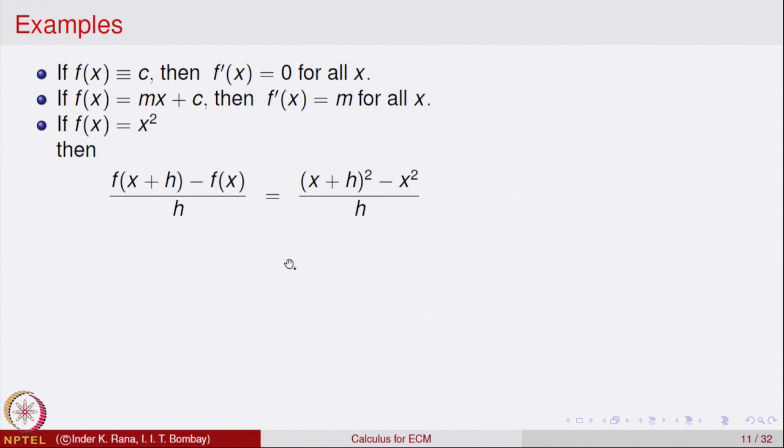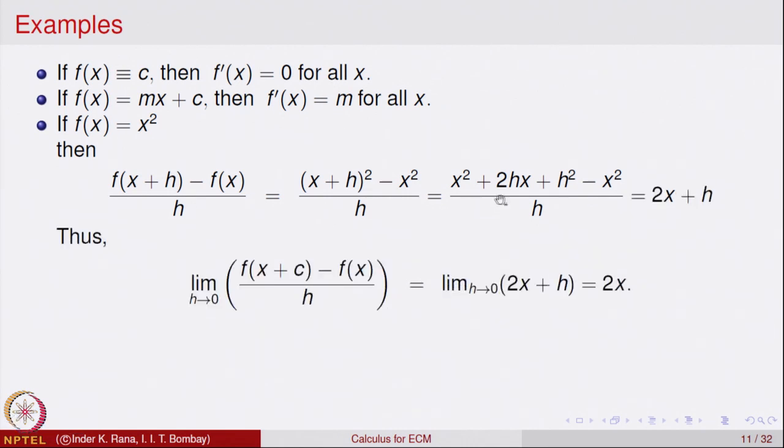So, let us simplify this a bit. Open the square. This gives you x square plus 2 h x plus h square, by the algebraic identity a plus b whole square, minus x square. So, x square cancels out, and what you are left with is 2 h x plus h square divided by h, and h cancels out. So, it is 2 x plus h, limit h going to 0.